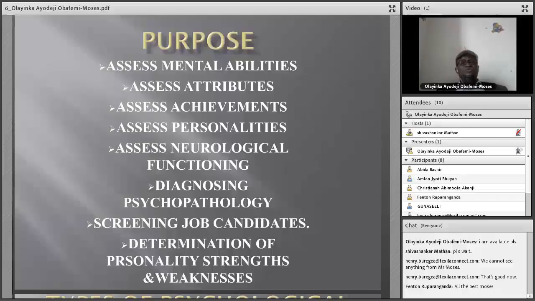and even to screen job candidates. This was done severally in America after the Second World War. The people that had been in the military, in the armed forces, when they were rehabilitating them, they used this procedure to screen them. We also use psychological assessments or evaluation to determine personality strengths and weaknesses.